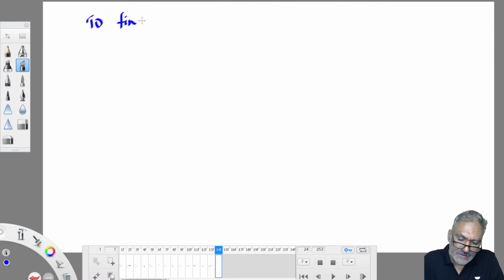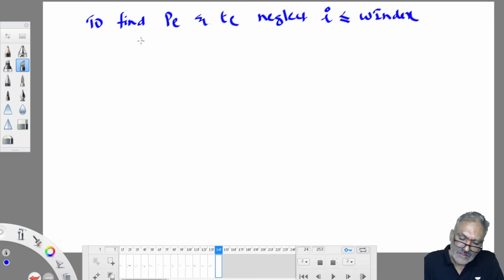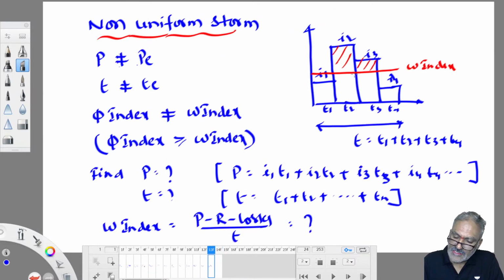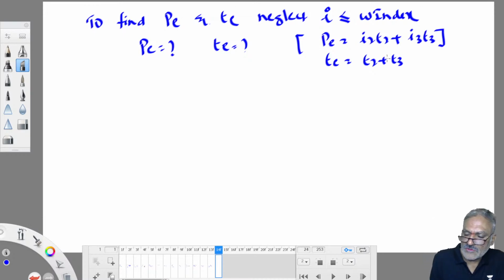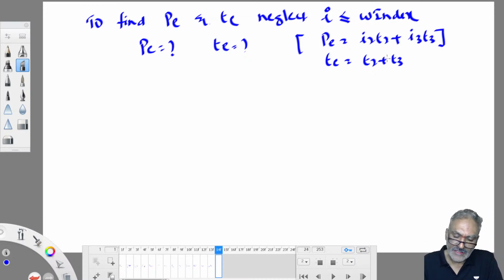So to find the pi index, what do we do? To find PE and TE, neglect I values which are less than or equal to the double index. In this case, I2 is more than the double index, I3 is more than the double index. I1 and I4 are less than the double index, so they are neglected. Therefore, PE is equal to I2 into T2 plus I3 into T3, and TE is equal to T2 plus T3, the corresponding time periods. Runoff is there only from the T2 and T3 time periods, so only those are taken into account. Then the pi index is equal to PE minus R, divided by TE. That's how we can work it out.